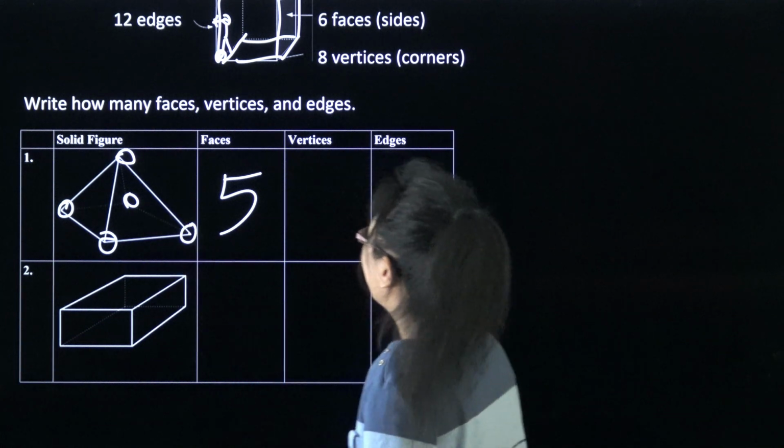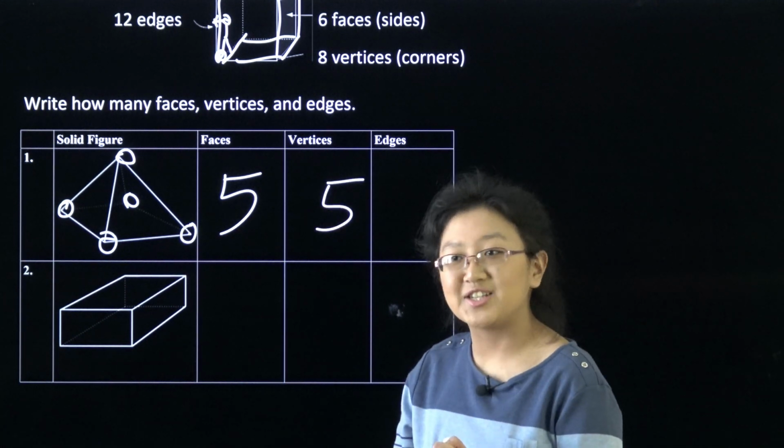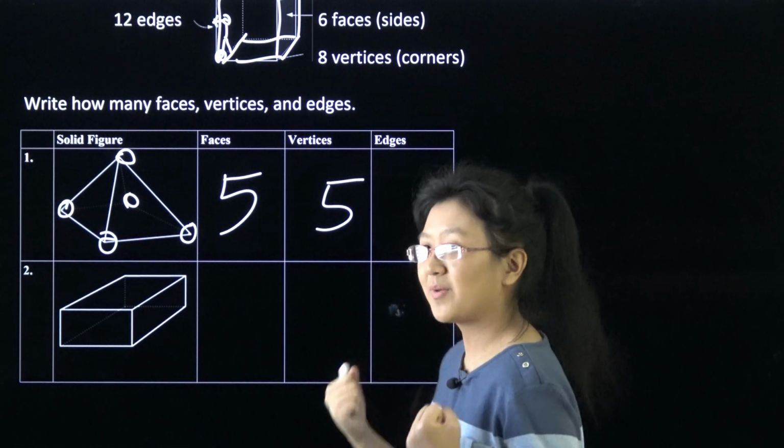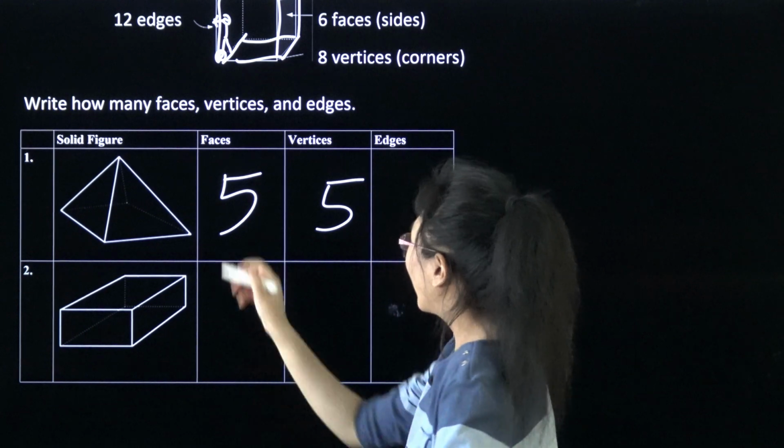So 1, 2, 3, 4, 5. There's 5 vertices. Now we move on to edges. Finally, we're almost at the last part of this problem, but we have another problem ahead. Whew, we can do this.